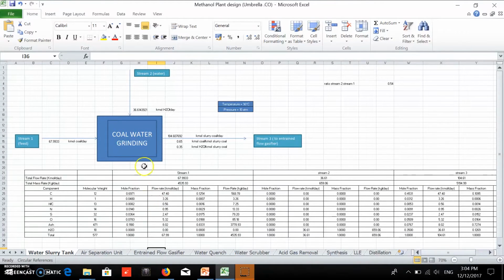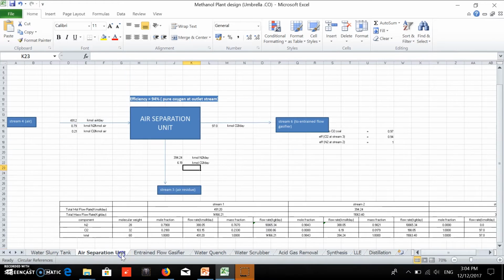So this is stream 1, which contains coal, fed to the water grinding, while stream 2 contains water that is also fed to the water grinding, and then it produces the combination of coal and water. The ratio of stream 2 to stream 1 is 0.54.